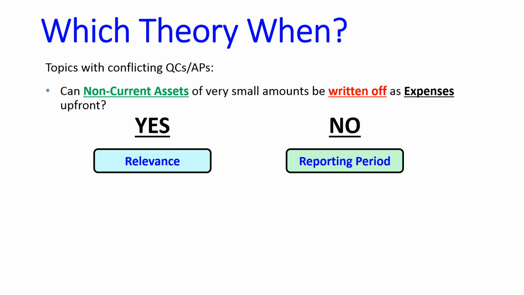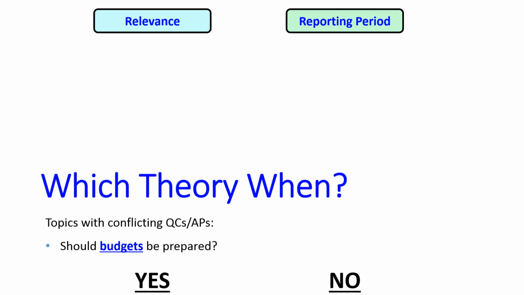However, reporting period would probably disagree. You should match the amount of the chair used every year in the period in which it was actually used.